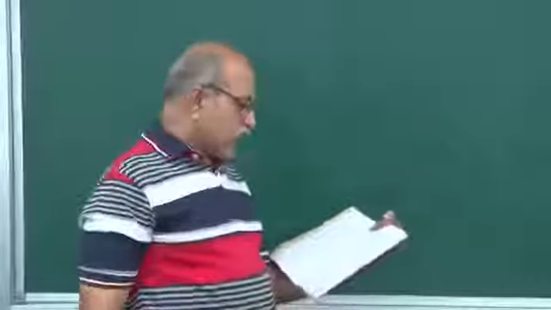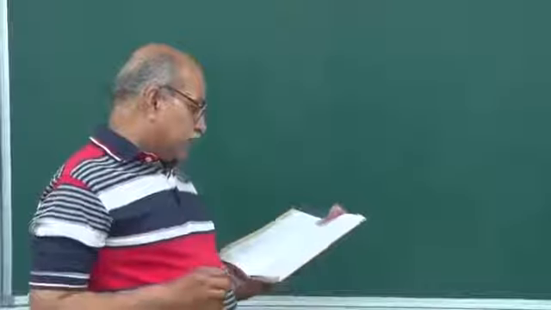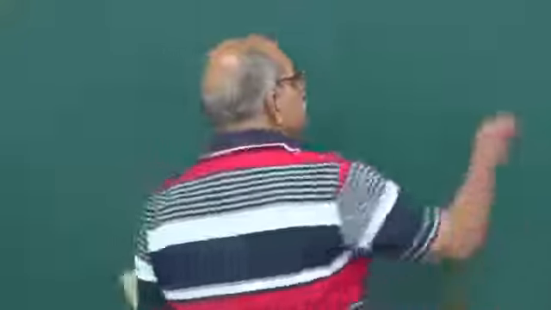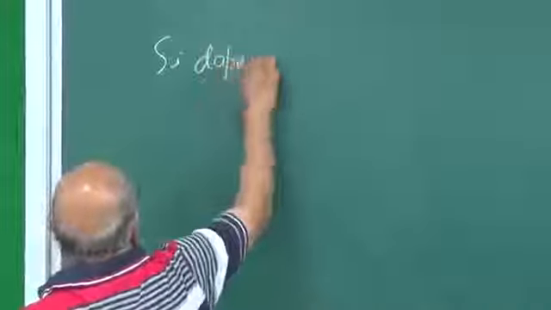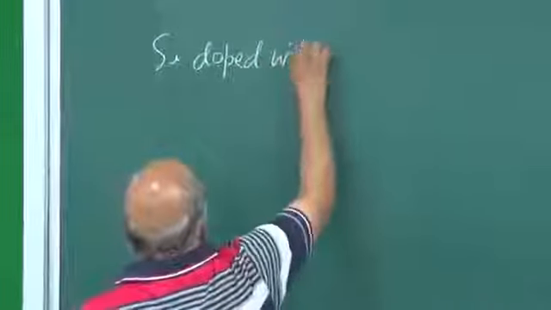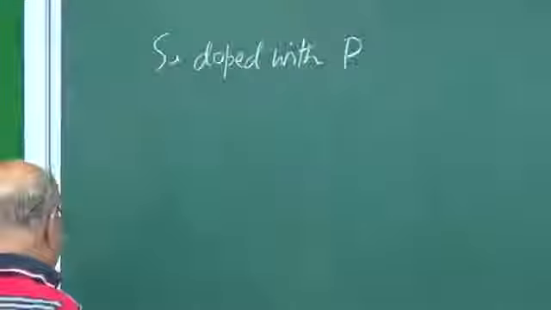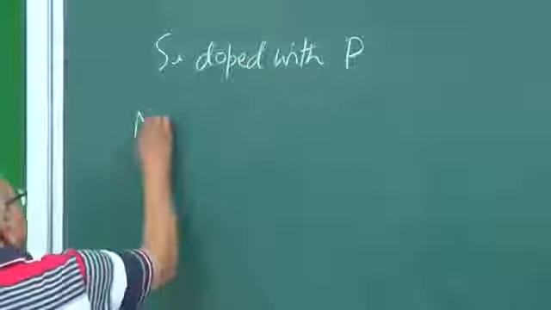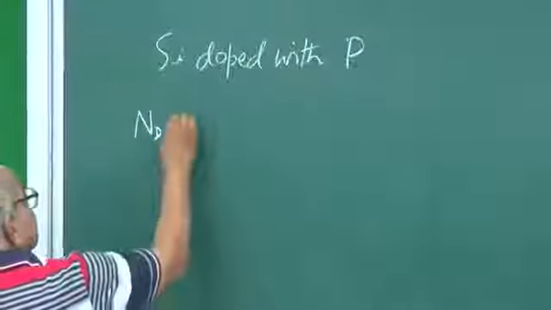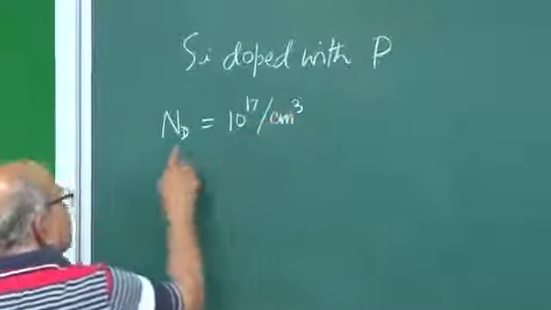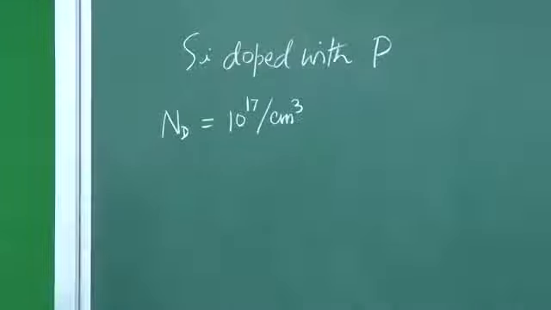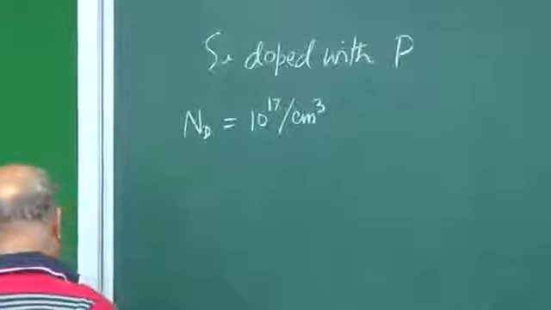Now the next question says that you have silicon which is doped with phosphorus. Okay, so silicon doped with phosphorus, and the data given are Nd. What is Nd? 10 power 17 per centimeter cube. This is the number of donor ions per centimeter cube, Nd, the concentration of donor ions.